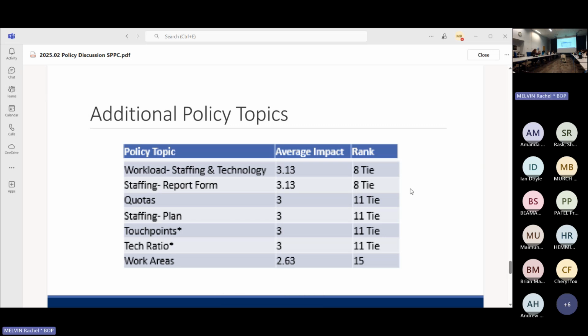And then here, the work group discussed these items after the policy topic survey results were released. But these items do not have a strong recommendation by the work group to further discuss or put effort into regulations related to these items.